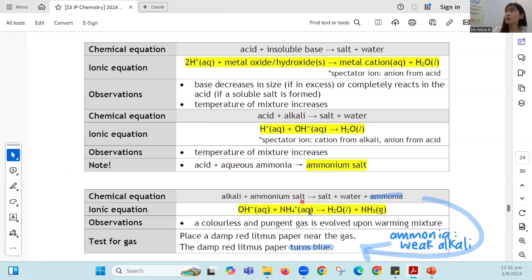So all this ionic equation, if you're wondering how to get it, you can just write out the spectator ions. Then just cancel, cancel, cancel. You will get this answer.